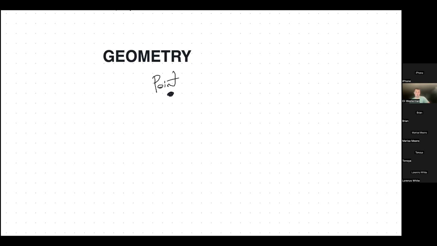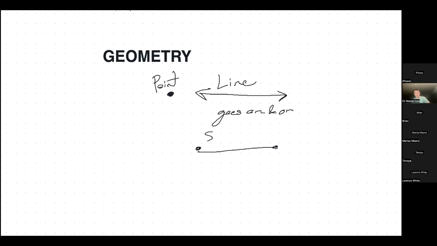Now when you get a bunch of points together and they go on forever, it's called a line. That's a weird thing about a line. In math terms, a line is something that goes on forever, on and on. Now, let's say you have a point and a point and a line in between. That is called a segment. This is just like vocab right now, a segment.